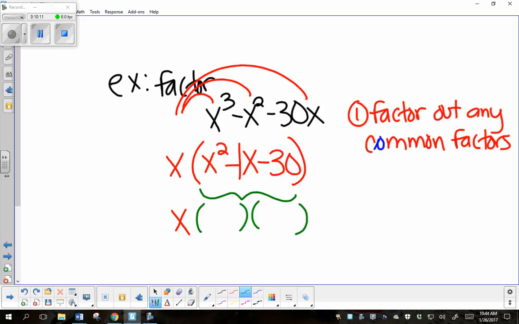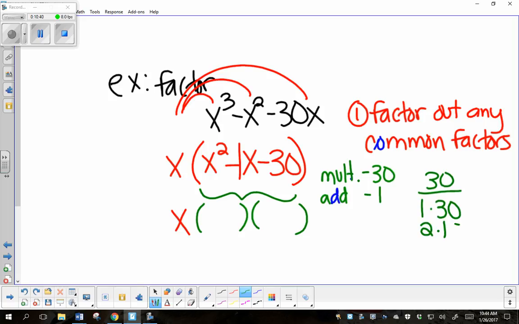So remember that we're looking for two numbers that multiply to negative 30 and add to negative 1. So since we're multiplying up to a negative here, I know it's going to have to be one positive number and one negative number. That's the only way to get a negative when you're multiplying. A positive times a negative gets you a negative. So let's look at numbers that multiply to 30. 1 times 30, 2 times 15, 3 times 10, 5 times 6, and then I think it starts over: 6 times 5, 10 times 3.